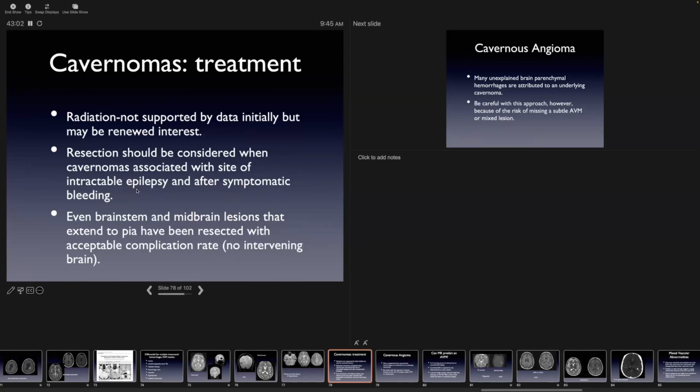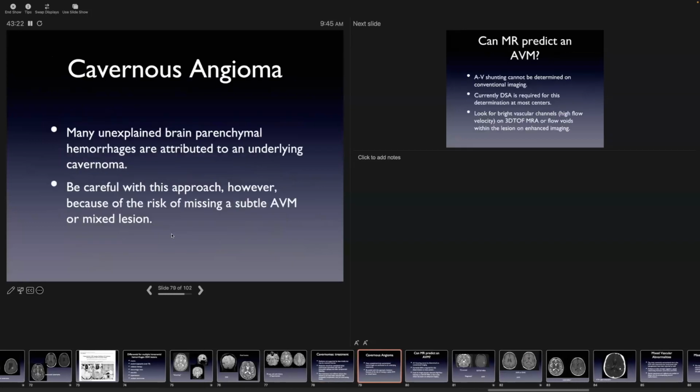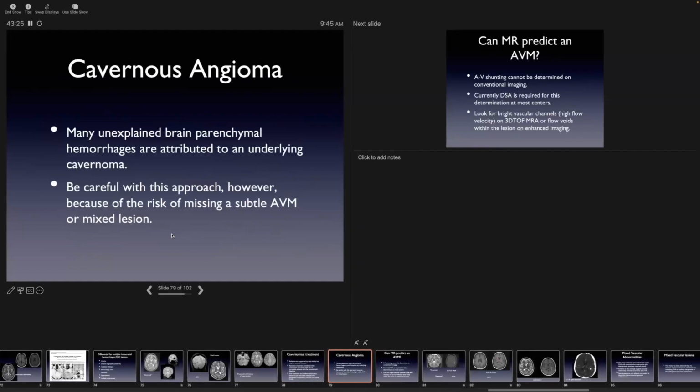We talked a little bit about intractable epilepsy and the fact that brainstem and midbrain lesions that you would ordinarily think would be inoperable have been resected with good results, because with careful selection of surgical routes and planning, and the cavernoma coming to a surface of the brain, they do allow low morbidity surgery. Keep in mind that many unexplained brain parenchymal hemorrhages can be attributed to a cavernoma, but you shouldn't limit your diagnosis to that possibility, as some of these cases will require angiography.